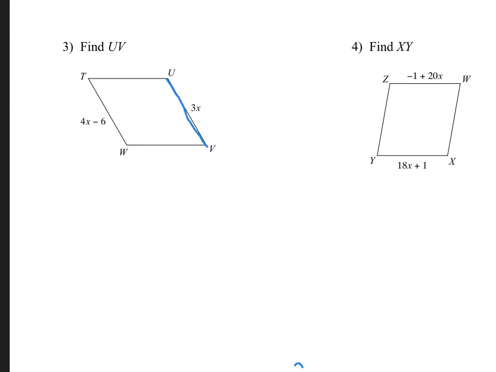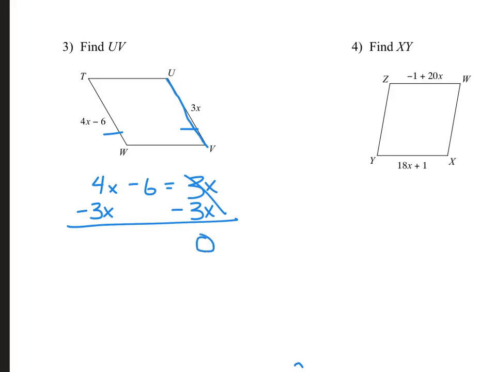So we want to find UV, which is this one right here. I'm going to set these two equal to each other. So 4x minus 6 equals 3x. This freaks a lot of you out, so that's one of the reasons I wanted to do this one. When I subtract 3x, the equal sign doesn't then jump. This is a 0 here, and then this is 1x minus 6. So then I'll add 6. So then x is 6.